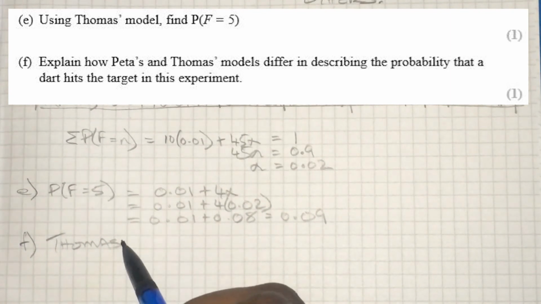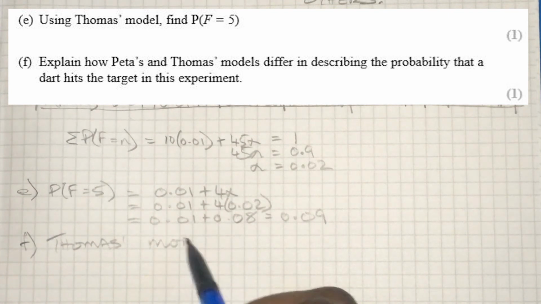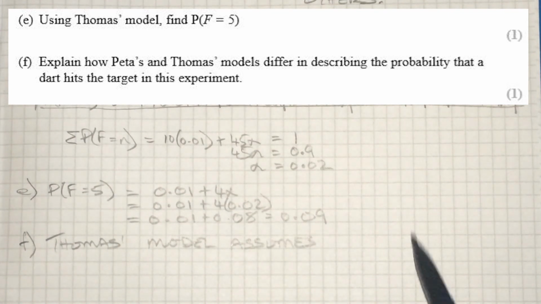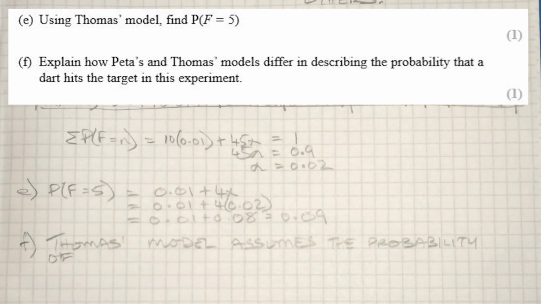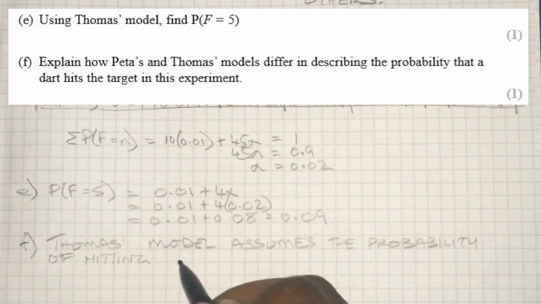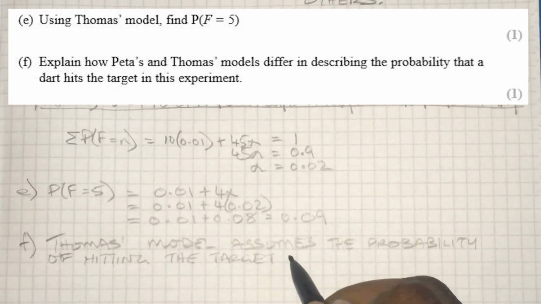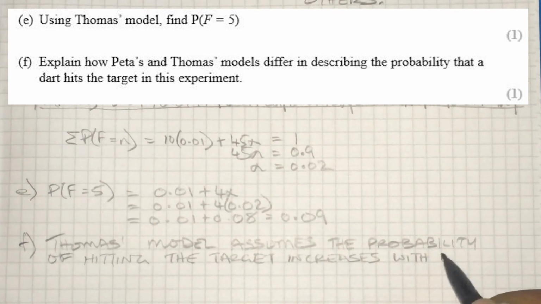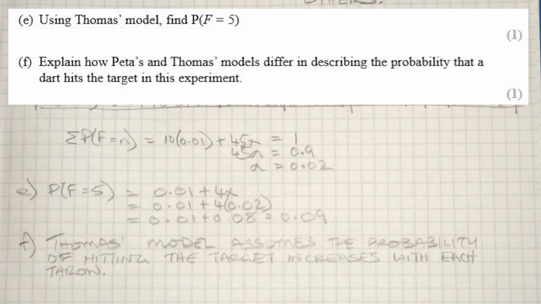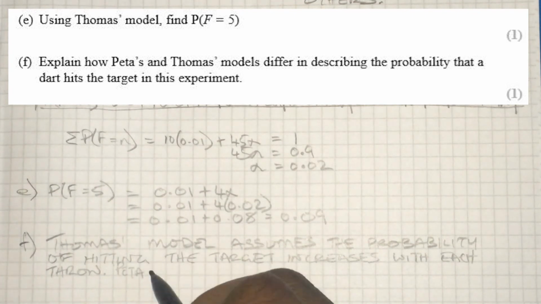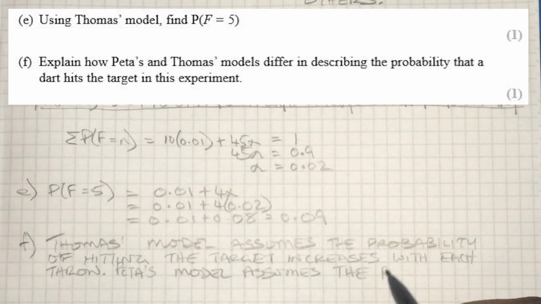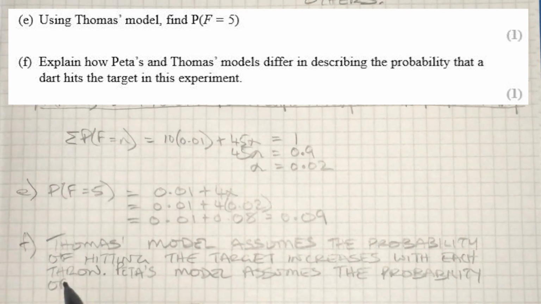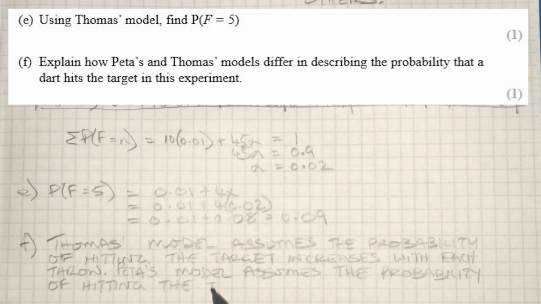Alright, so we're asked to explain how Peta's and Thomas's models differ in describing the probability that a dart hits the target in the experiment. Well, firstly, Thomas's model is increasing by alpha each time. So it assumes that the probability of hitting the target increases with each throw. So as you throw a dart, the next time you are more likely to hit the target. But Peta's model assumes the probability of hitting the target remains constant. She is modeling with a binomial distribution, which means the probability should remain consistent for every single attempt to throw the dart. And that's the main difference between the two.